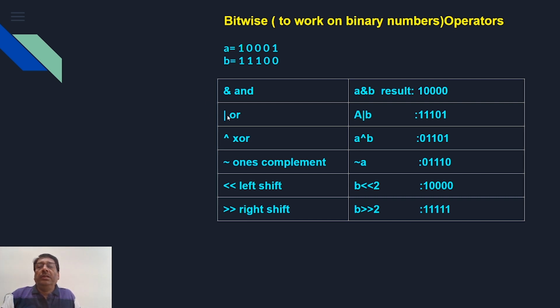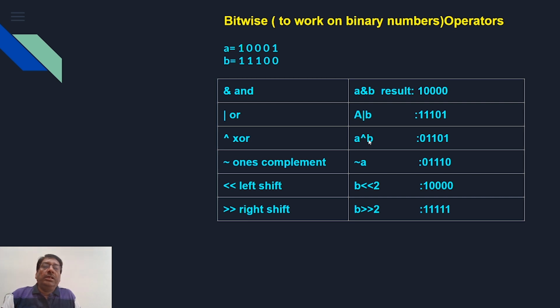But if it is the pipe operator, that is OR, so you can perform it in this fashion: A or B. You will get the output as 1 if any one of these inputs is 1. So here you will get 1, here it is 0 1 1, and here also it is 1. Whereas XOR, you can show it with the help of caret: A XOR B.